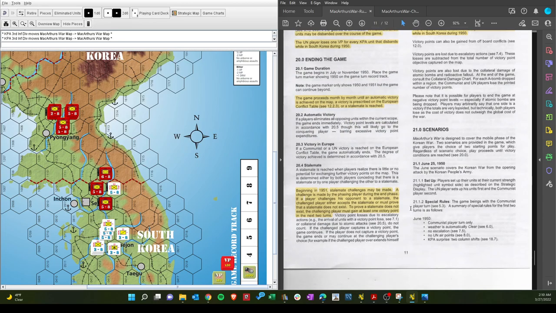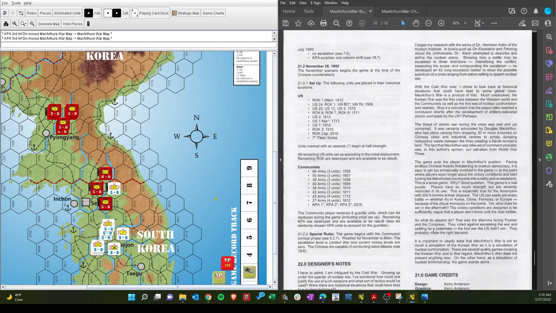Special rules. This actually sets the tone for this first scenario. We only have a half turn in June, the first turn. Game begins with the communist player turn. And two turns have special rules. June 1950, it's only the communist player turn. Weather is automatically clear. This is a big one here. No escalation. So for June 50, the UN doesn't have anything. They don't even have a phase. No UN air points. And the KPA surprise gives a two-column shift.